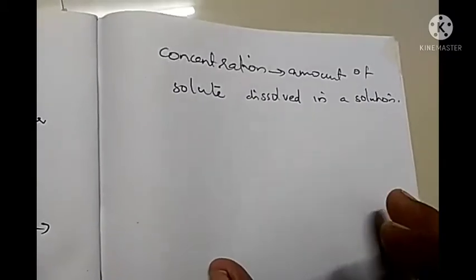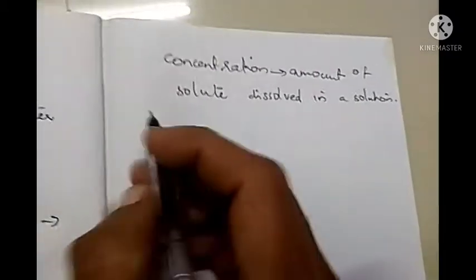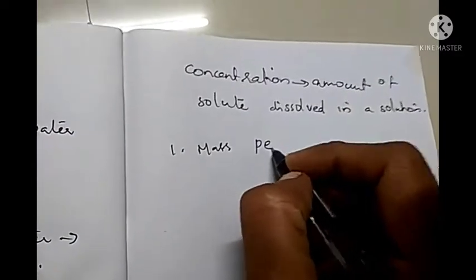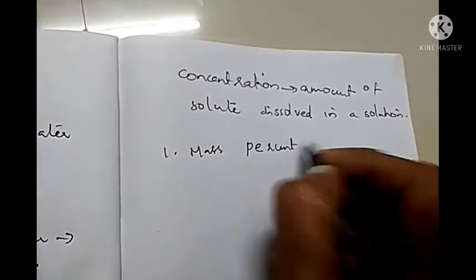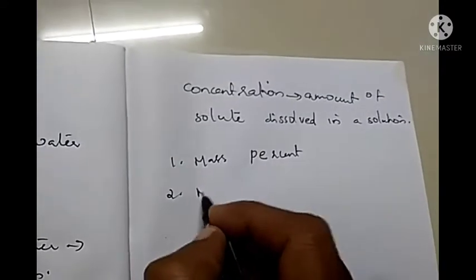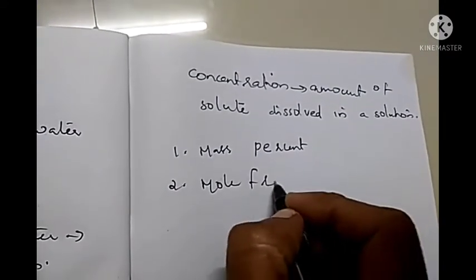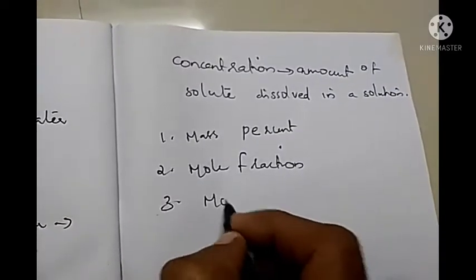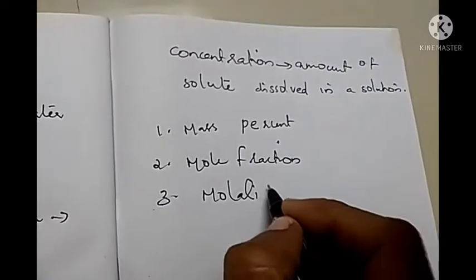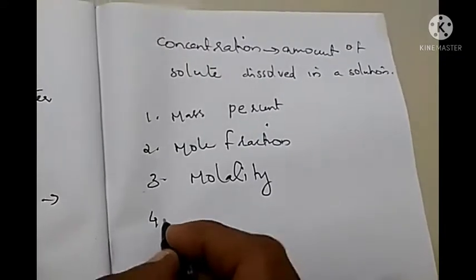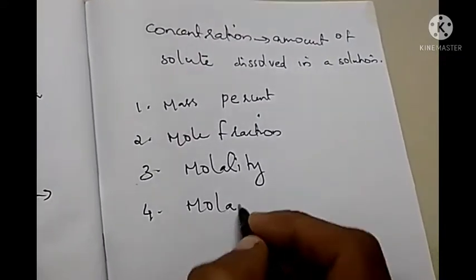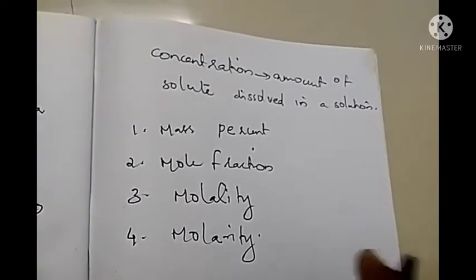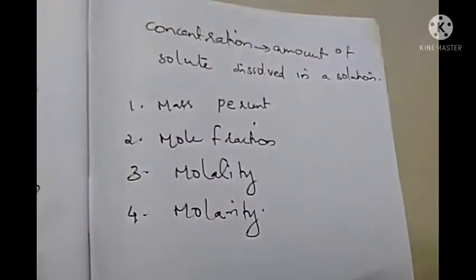To express the concentration of a solution, different methods are there. The first method is mass percentage. The second method is known as mole fraction. The third method is known as molality. And the fourth one is known as molarity. So these are the different methods we have to study to express the concentration of a solution.